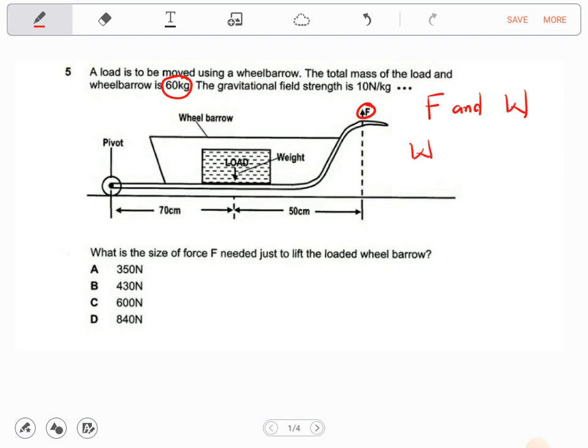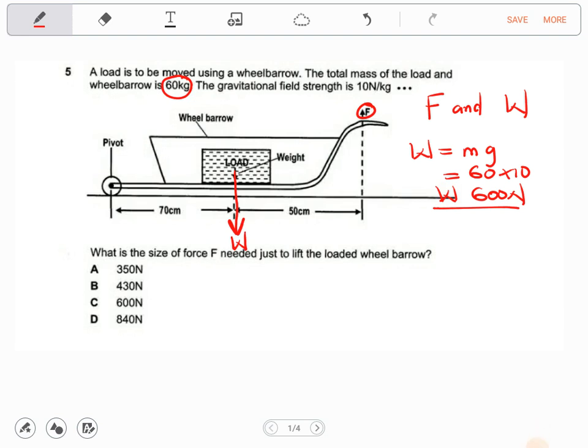So weight, you know that weight is equal to mass multiplied by gravity. So the mass is 60, gravity is 10, so the weight is 600 newtons. That is the W that we need. So this weight is acting here at the center, W. Okay? The weight is always acting at the center of an object. So this is where our weight is.